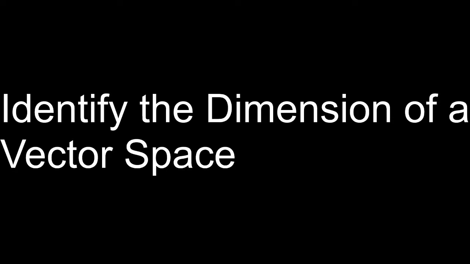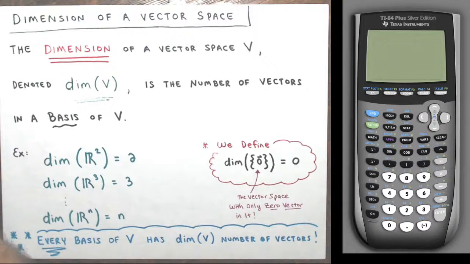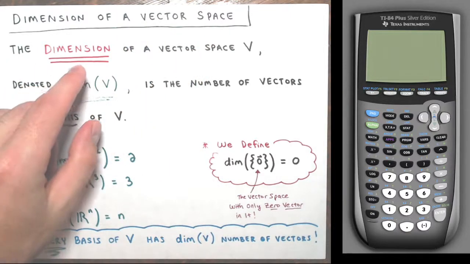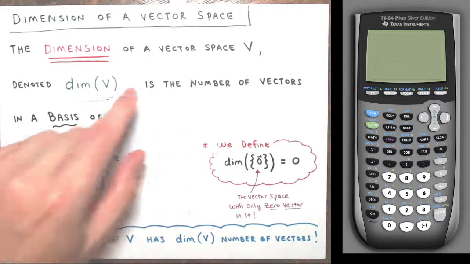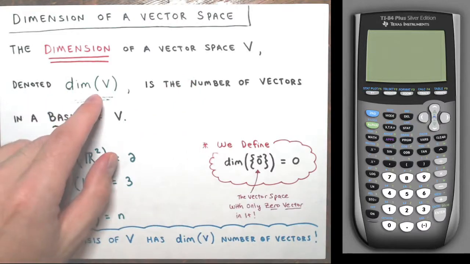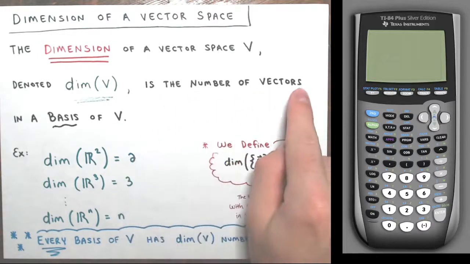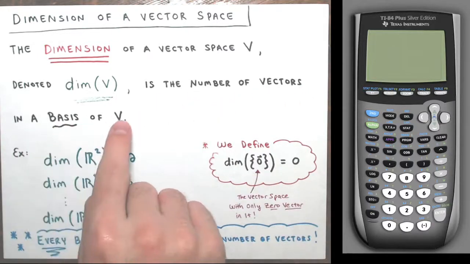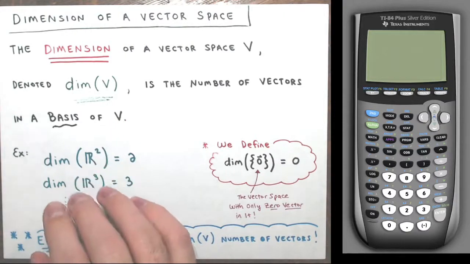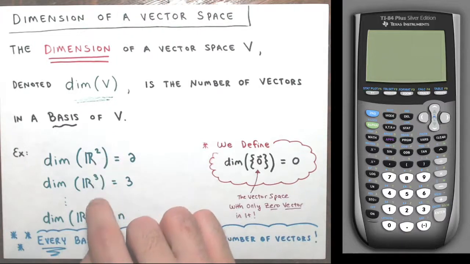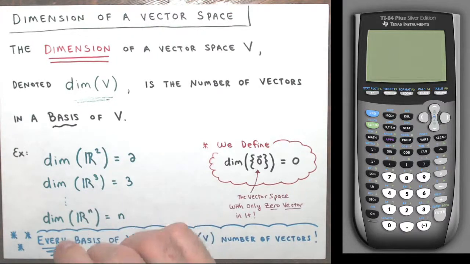First, on the first page, I define dimension. So the dimension of a vector space V, which is denoted by dim of V, is the number of vectors in a basis of V. Now, if you've been following along with my videos, we've seen our Euclidean spaces, R2, R3, R4, etc., R1, just the real number line.